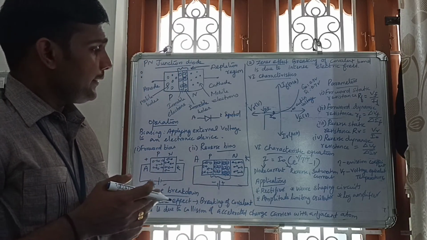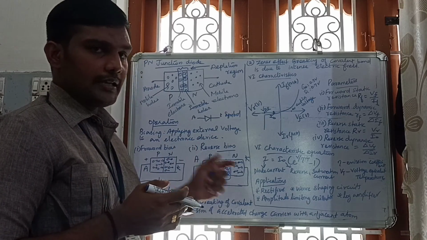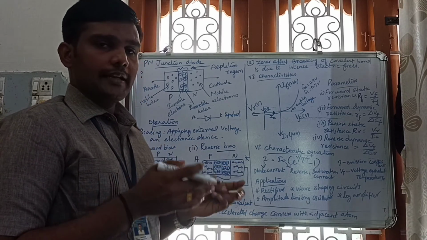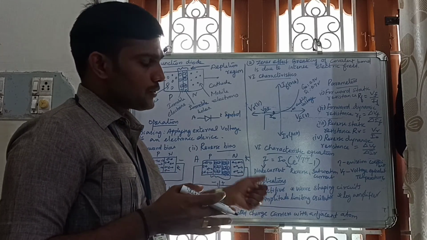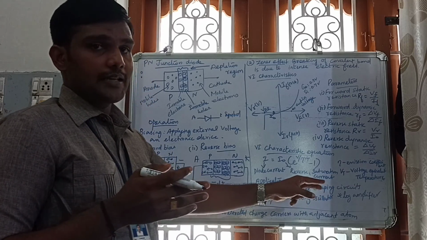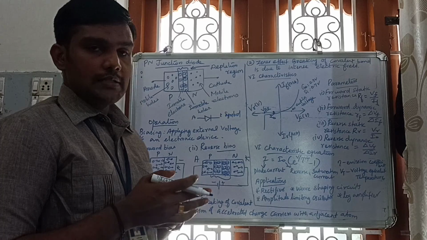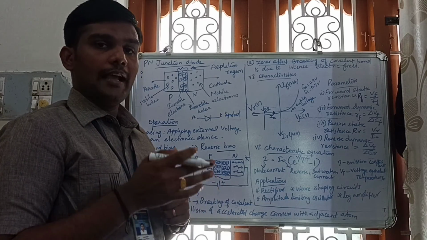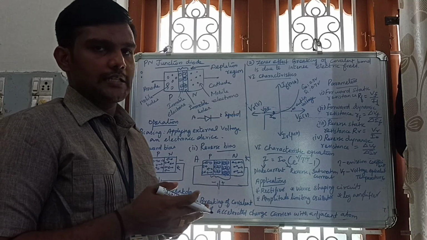Then the applications of the PN junction diode: they are used in rectifiers, which convert AC to DC. Mainly it is used in rectifiers. Then wave shaping circuits, clippers, clampers and so on, amplitude limiting, oscillators, log amplifier, anti-log amplifier. So these are the applications of the PN junction diode.